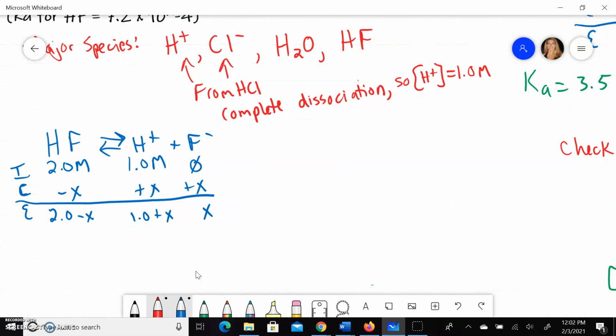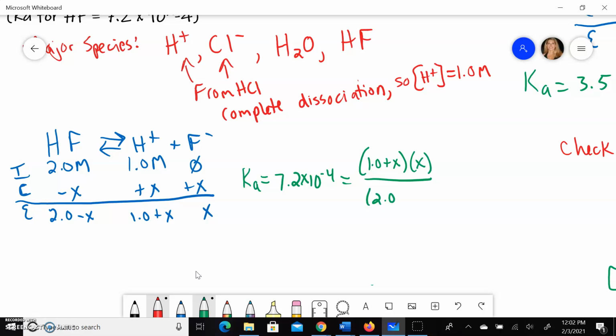And now we can plug all that in for K. So products on the top divided by the reactants. We're going to go ahead and make this assumption. And then we can solve for x. So x equals 1.4 times 10 to the negative third.